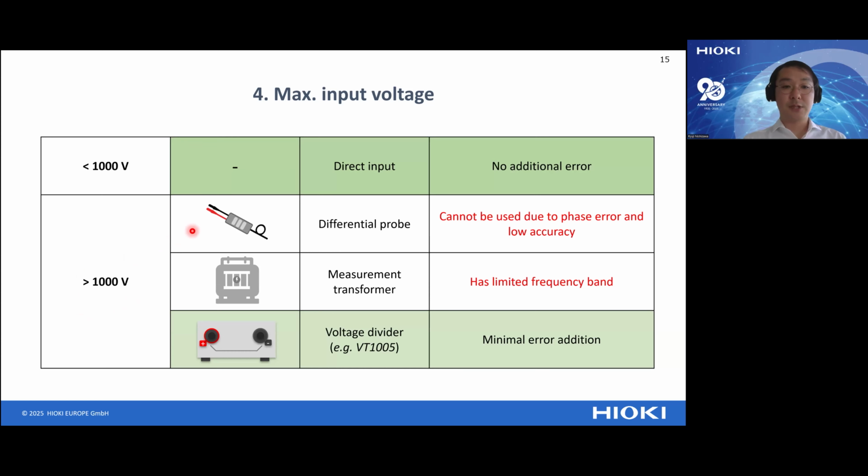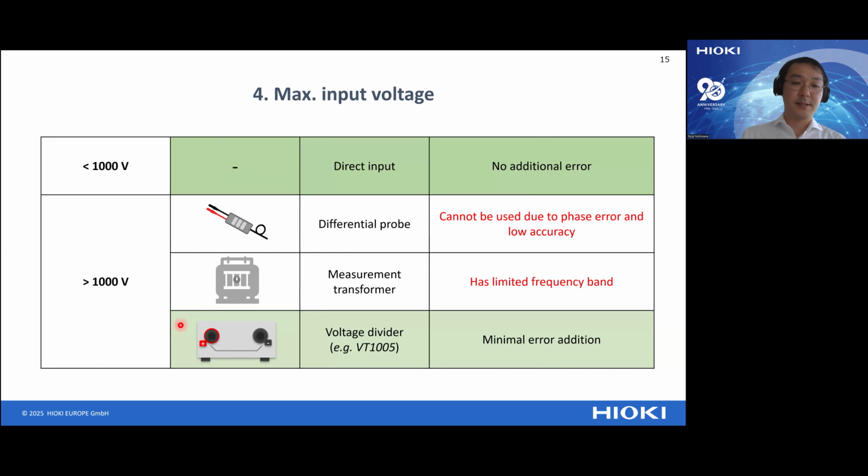The first one is using a differential probe. It sounds very convenient, but in reality, it's not ideal, because accuracy is poor and the frequency characteristics are unclear. So we generally don't recommend this, especially for power measurement. The second one is using a measurement transformer. This works for basic power frequencies like 50 Hz or 60 Hz, but if your application needs a wider frequency band, it's not a good fit.